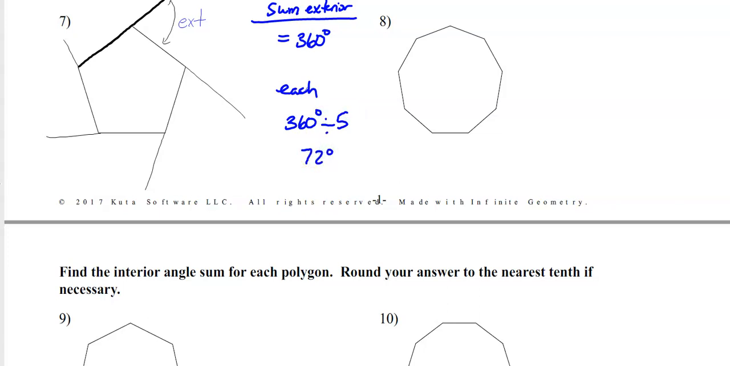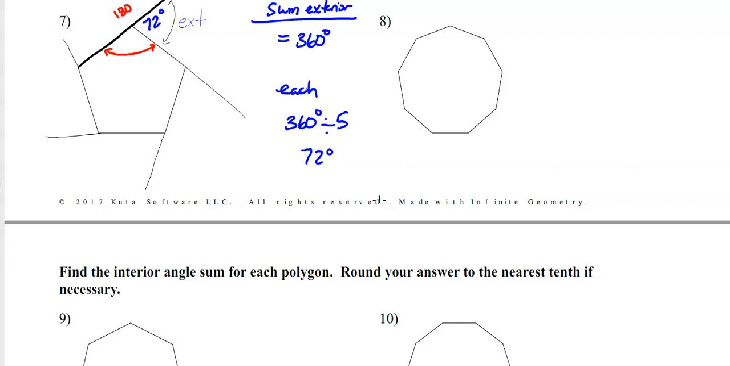So the cool thing is, I haven't really answered the question yet. I found the outside, but now the inside is really easy because the interior angle, which is what we're looking for, needs to form a straight line. It needs to make 180 degrees.